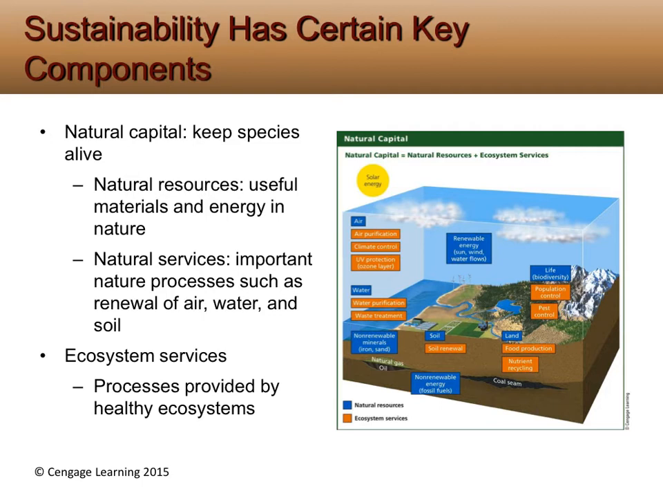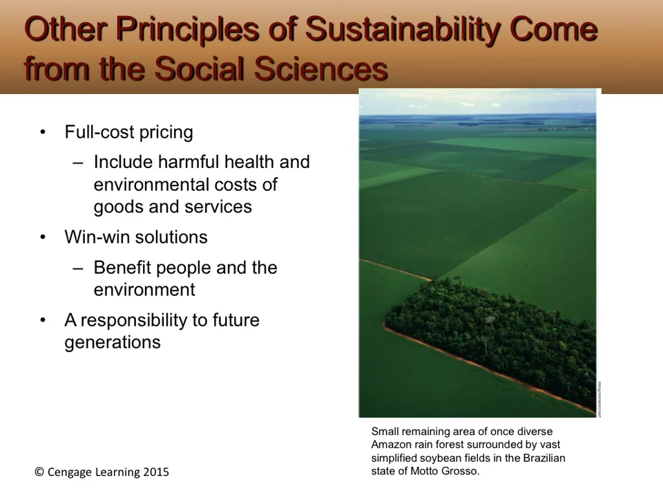Natural services are important nature processes such as renewal of air, water, and soil, as I mentioned before. For example, the water cycle. We constantly rely on that water cycle to evaporate water into the atmosphere, and then that water falls back down, of course, and we get it as rain and precipitation. It waters our crops. We get more food out of it. Ecosystem services are processes provided by healthy ecosystems. It's important to maintain those healthy ecosystems.